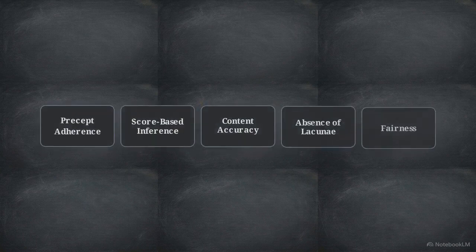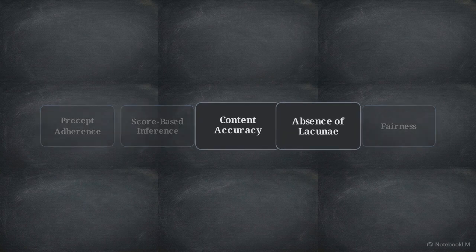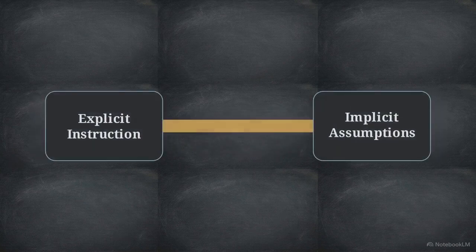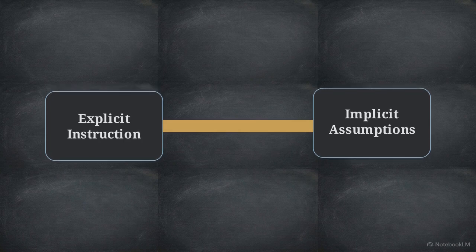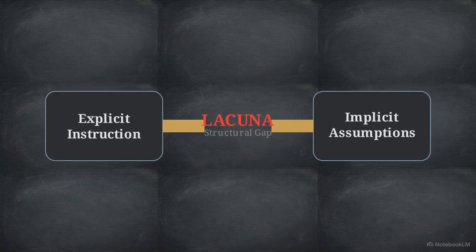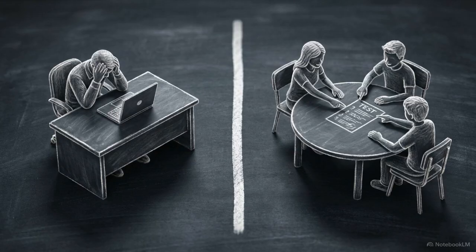This process evaluates the item against 5 strict criteria. We look closely at content accuracy and the absence of lacunae. A lacunae is a gap. In testing, it represents a missing link between the explicit instruction you provided and the implicit assumptions the student had to make to avoid a trap like option D. Test authors have inherent blind spots regarding confusing phrasing or bias. Bringing in peer reviews and establishing student feedback loops exposes these structural flaws.